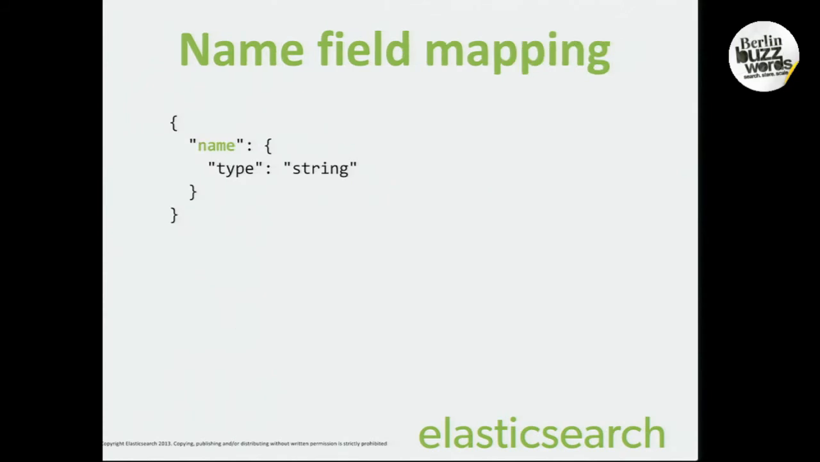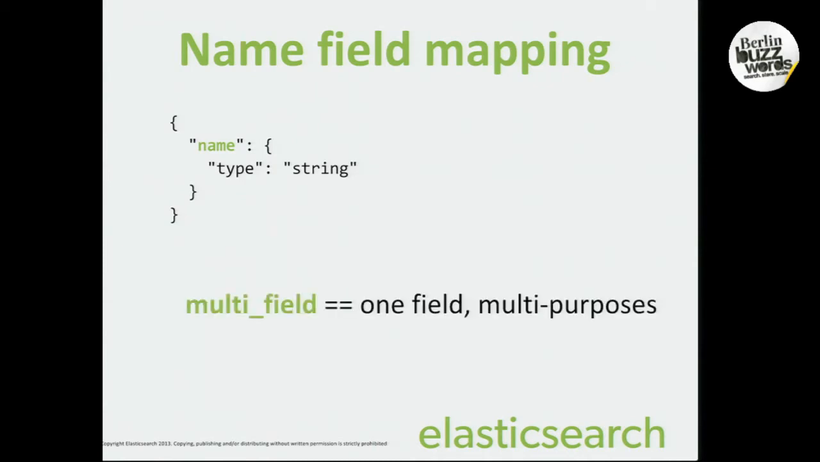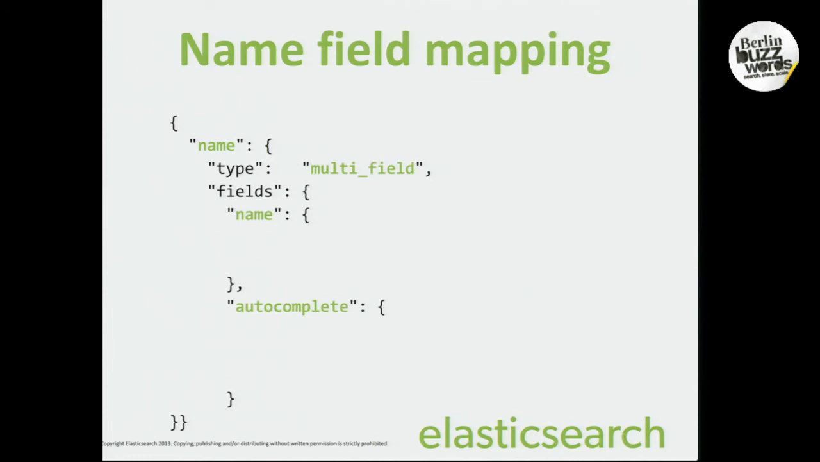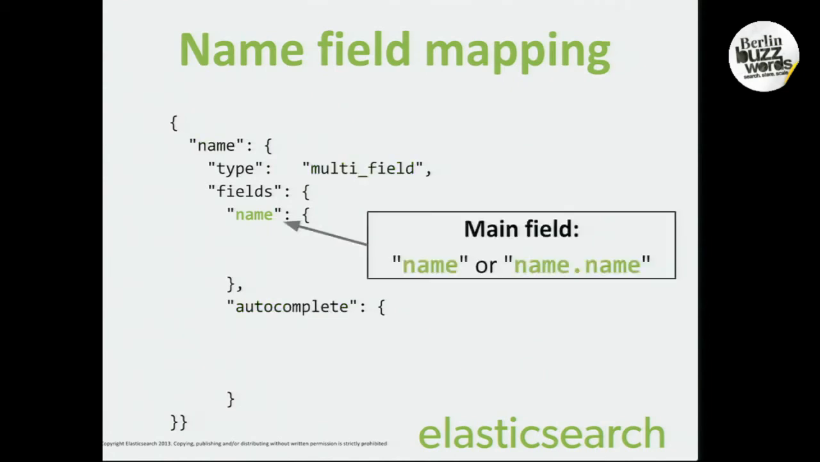Now we have to tell Elasticsearch which field to apply this to, and we do that by changing the mapping for the name field. We're using the name field for 2 purposes, ordinary name matching and this autocomplete. And to use a single field for multi-purposes, we change it to a multi-field. And we give it the 2 subfields that we need to use. This name field, which has the same name as the top-level field, is called the main field. And it can be referred to by the top-level name or as name.name.